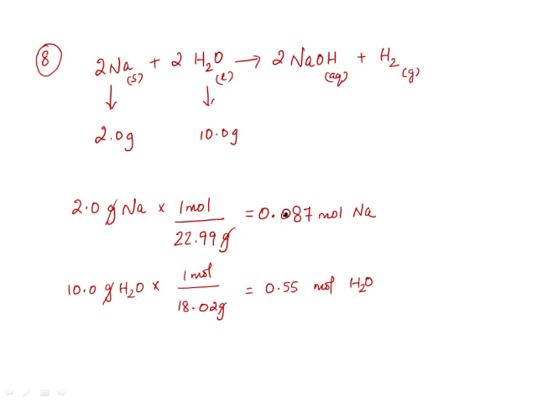So if you have 0.087 moles of sodium, how many moles of water do you need? 0.087, the same amount, right? The mole ratio is 1 to 1. So all you are doing now is checking whether this number is sufficient or not. If you have 0.087 moles of sodium, you need only 0.087 moles of water. But you have 0.55, which is a much larger quantity, right? Therefore, who has to be the limiting reactant?